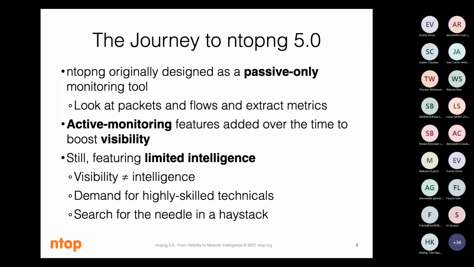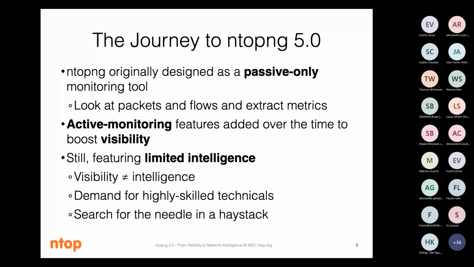The journey to ntopng 5.0. Well, ntopng has been originally designed as a pure passive monitoring tool. It means that it was looking at the traffic in the network and extracting metrics. Over the course of time, we have started adding active monitoring capabilities to ntopng. So we have added pings, HTTP pings and SNMP and other active monitoring capabilities to combine the passive data with active data.